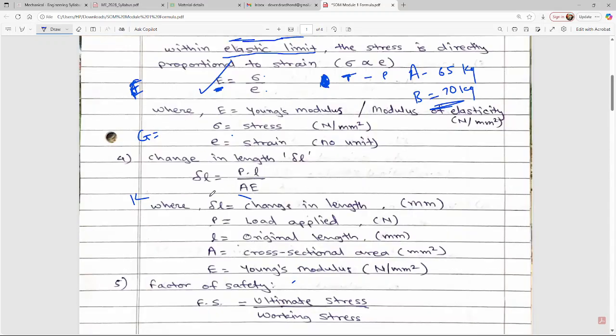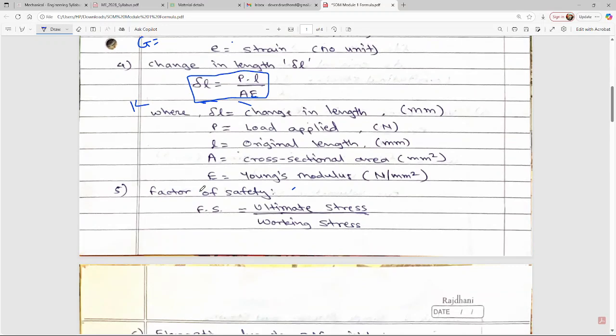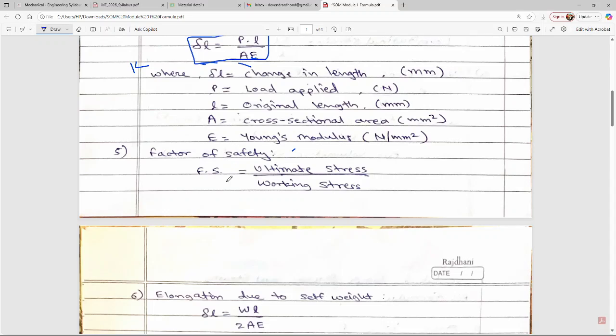This formula is the most important formula because many problems come from it. Delta L is equal to PL upon AE. P is the load, and L, A, and E should all be kept in mm.